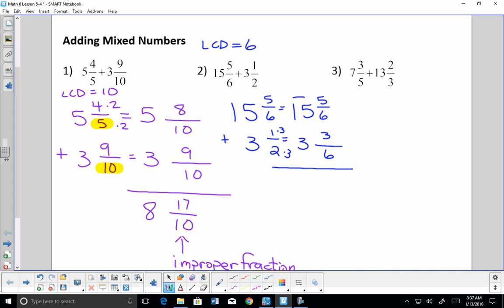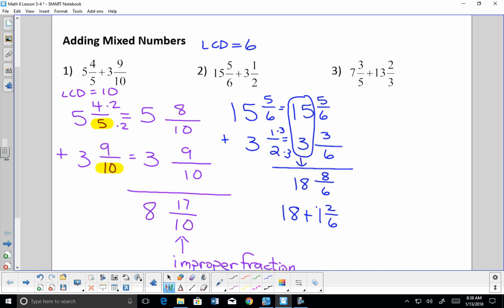15 plus 3 is 18. 5 plus 3 is 8, so I have 18 8/6. Whoops, 8/6, not 8/8. So again, I have an improper fraction part. 8/6 is not the proper way to write that answer. So this becomes 18 plus 8/6 is 1 2/6 because 8 minus 6 is 2.